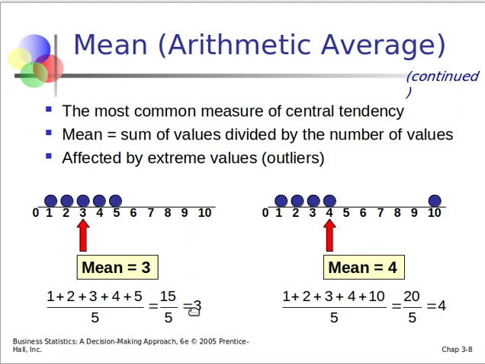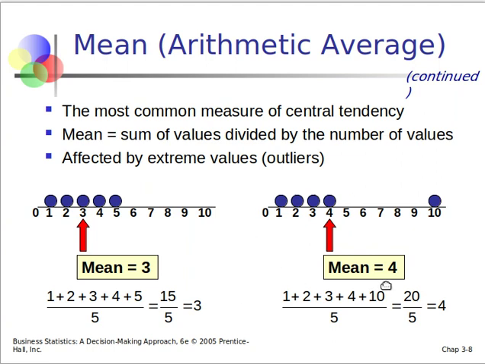So 3 is the center of the data set here, because our data set has 5 elements, 1, 2, 3, 4, 5. We added their values and divided by the number of elements, which is 5, and we get 3. That means the third element is the center of the data set. 1, 2, 3 is the third element.